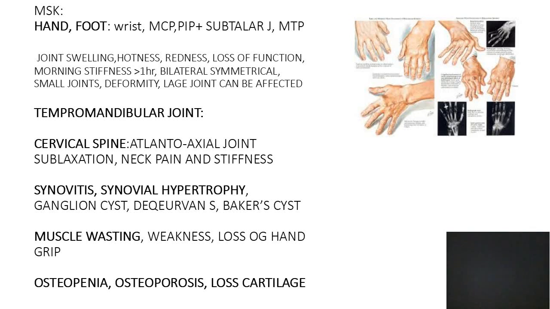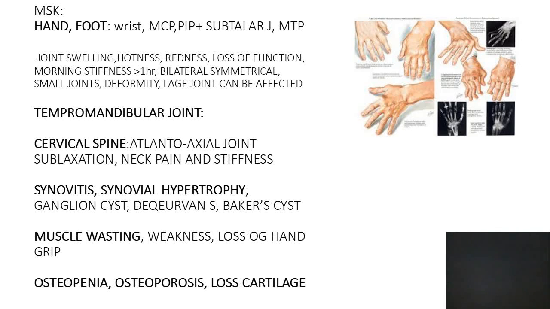the musculoskeletal manifestations. The main joints are the hand and foot. In the hand, mostly the wrist, the metacarpophalangeal joints and the PIP joints; in the foot, the subtalar joint and the metatarsophalangeal joints. Usually the joint has swelling, hotness, redness and loss of function, with morning stiffness of more than 1 hour, bilateral and symmetrical in distribution. The small joints are the most affected, with deformities which appear in the late phase after bone destruction, and the large joints can also be affected. The temporomandibular joint in the face could be affected.